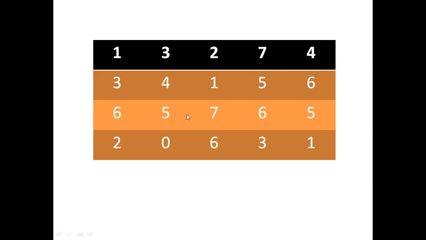It means the minimum of the maximums is 5 and the maximum of the minimums is also 5, so minimax is also 5. It means the saddle point exists here. Player 1, or player A, plays the third strategy and player B plays the second strategy, and the value of the game is 5.